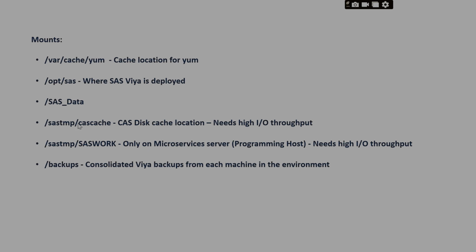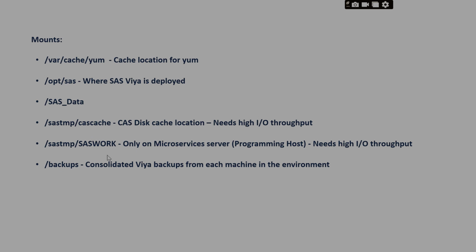So for SAS temp, all the SAS temporary files will be stored in SAS work or SAS cache. Cache is one default directory where all the disk cache information is stored. It has very high input output throughput compared to other disk directories and mounts. Very high input output throughput means reading and writing to that disk needs very high speed, for writing and reading the SAS temp directory.